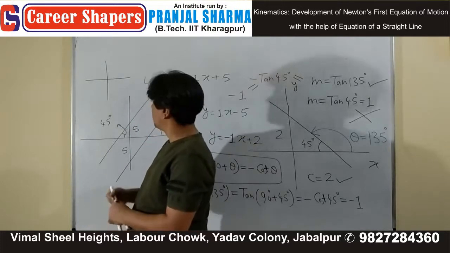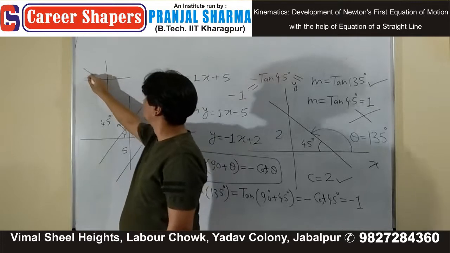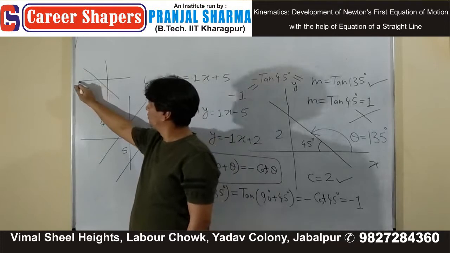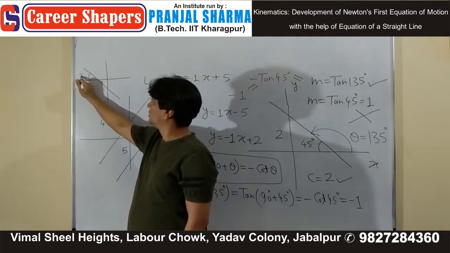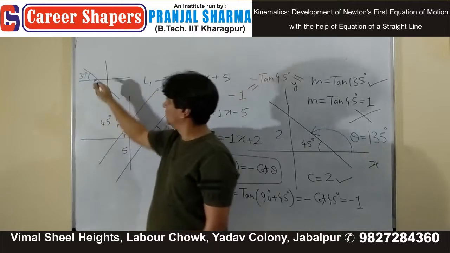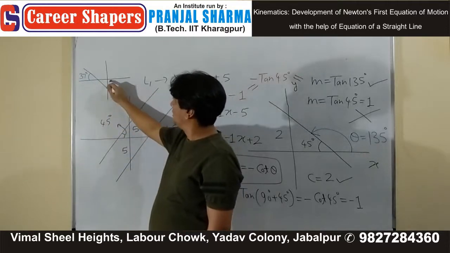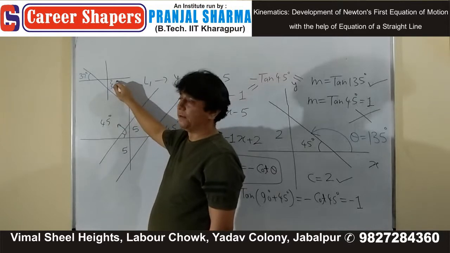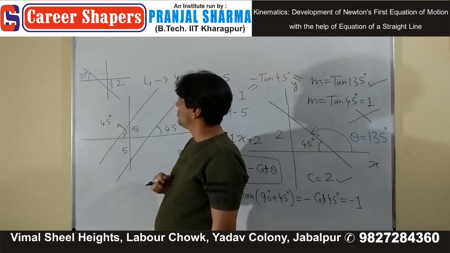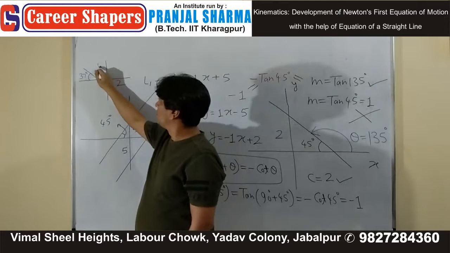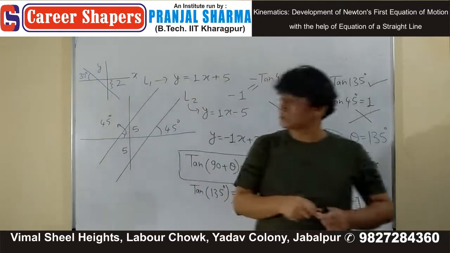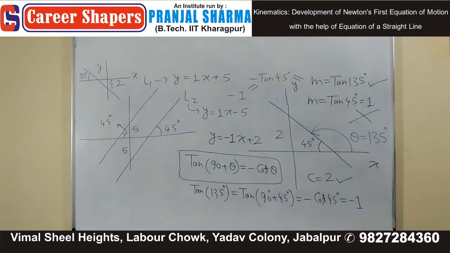We have a line and this line makes an angle of 37 degrees like this, and this intercept is 2. Y, x. Write down equation of this line in the comment box. Fast.